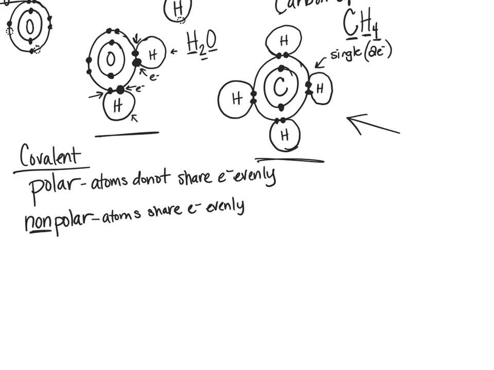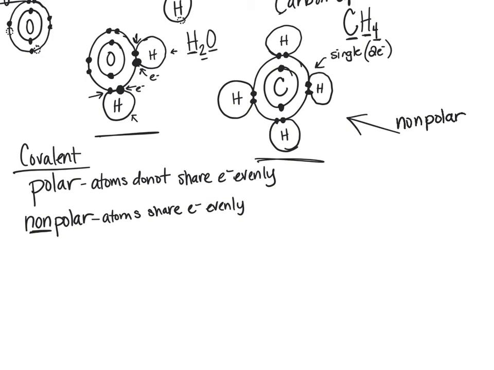So if we look at these molecules here, if we look at our methane molecule, our carbon and our hydrogens are pretty close in the amount of electronegativity that they have. So the amount of electronegativity the carbon has is about equal to the amount the hydrogens have. So what ends up happening is we have an equal sharing, right? So our methane molecule here would be a nonpolar molecule. That would be a covalent bond that is nonpolar.